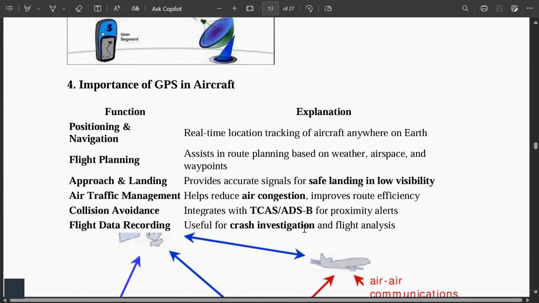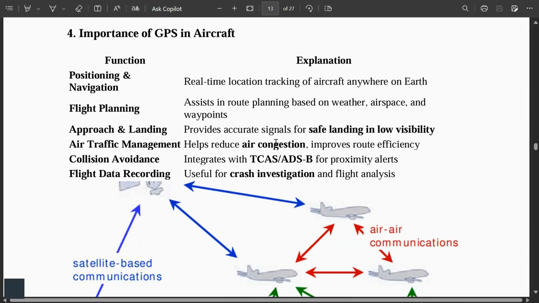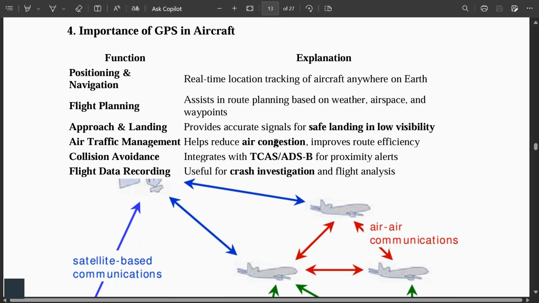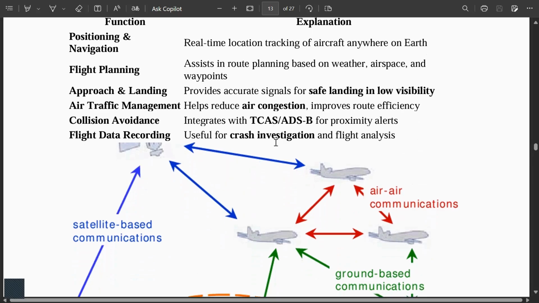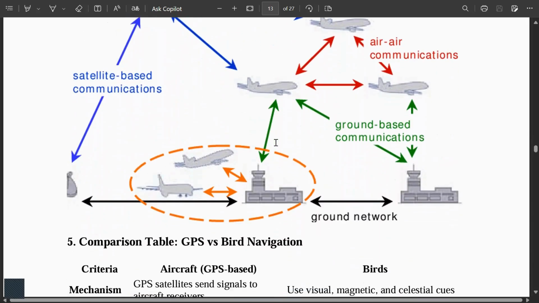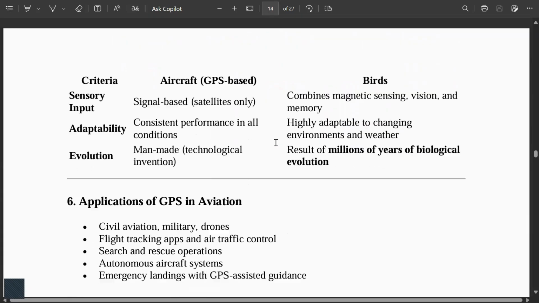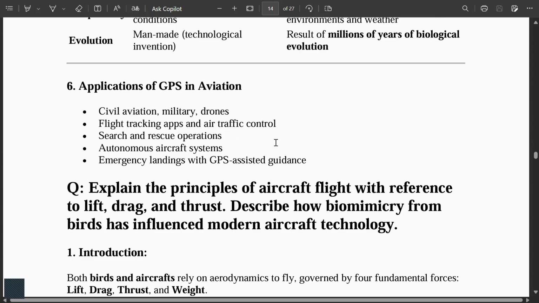GPS is the Global Positioning System, giving real-time location tracking of the aircraft wherever on the earth. Flight planning, that is, it assists route planning based on the weather, airspace, and other waypoints. It helps in safe landing in low visibility. Then air traffic management, that is, it reduces air congestion. Then it also avoids crashes of the plane. You can write this diagram. Now comparing the GPS with the birds, you can go with this. And applications are given here.